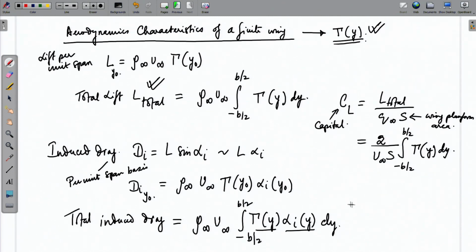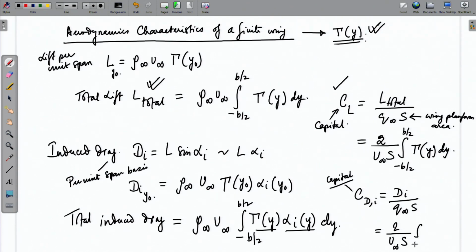And once you are able to do that, similar to what you did for lift, you can obtain the induced drag coefficient, again a capital here because it is a 3D body, d I by q infinity S, which finally becomes 2 by u infinity S times the integral from minus b by 2 to b by 2 of gamma y alpha I y dy. This is how the induced drag will be estimated.